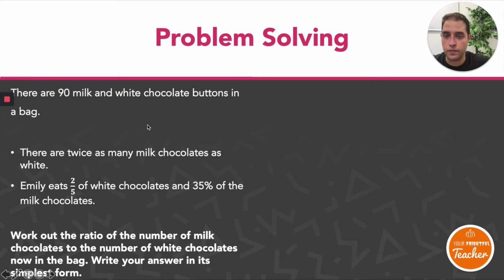Okay, here's the next one that we're going to work through. There are 90 milk and white chocolate buttons in a bag. There are twice as many milk chocolates as white. Emily eats 2/5 of white chocolates and 35% of the milk chocolates. Work out the ratio of the number of milk chocolates to the number of white chocolates now in the bag. Write your answer in its simplest form.